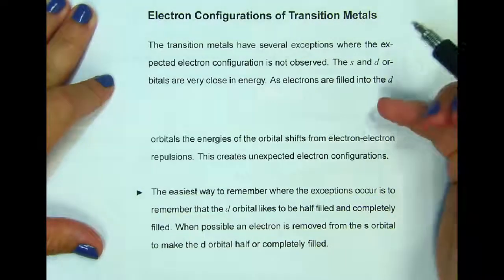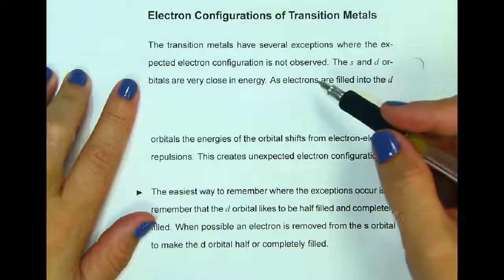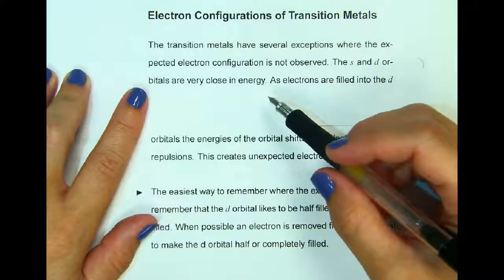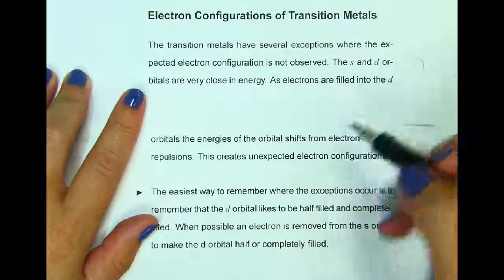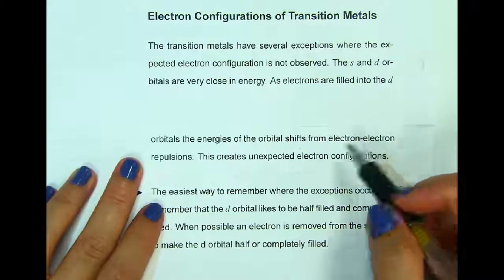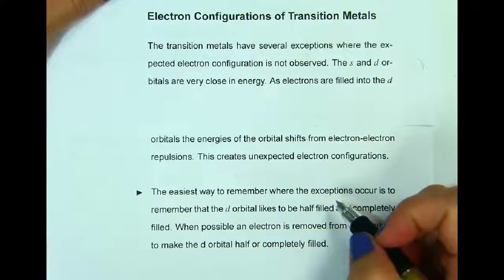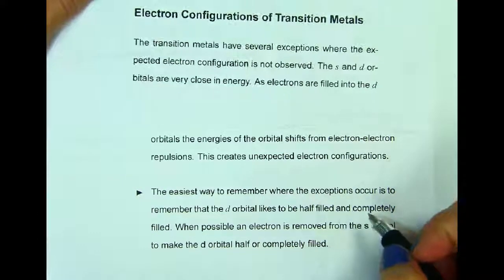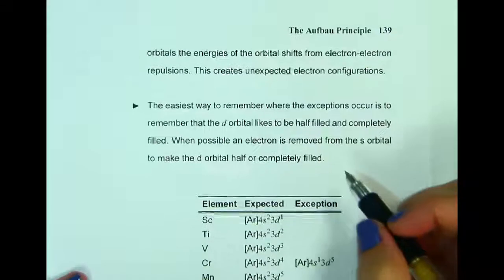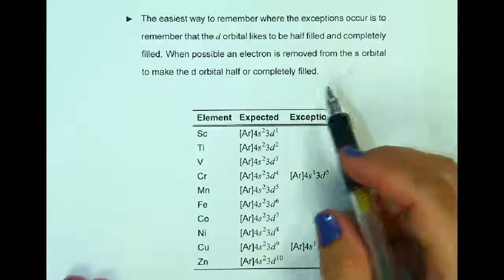Electron configurations of transition metals. The transition metals have several exceptions where the expected electron configuration is not observed. The s and d orbitals are very close in energy. As electrons are filled into the d orbitals, the energies of the orbitals shift from electron-electron repulsions. This creates unexpected electron configurations. The easiest way to remember where the exceptions occur is to remember that the d orbital likes to be half filled and completely filled. When possible, an electron is removed from the s orbital to make the d orbital half or completely filled.